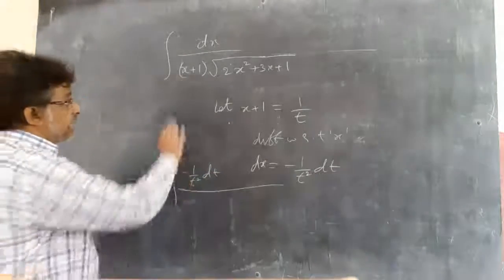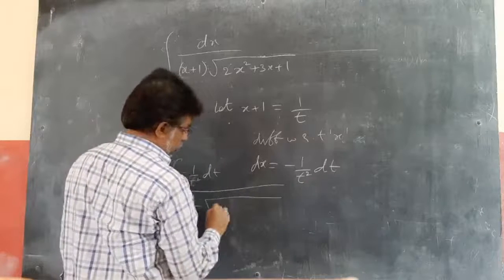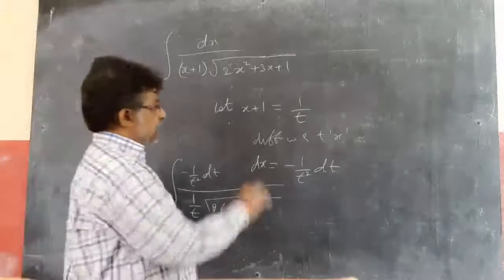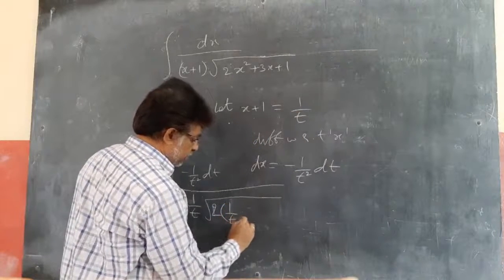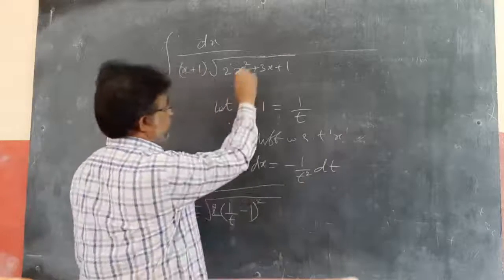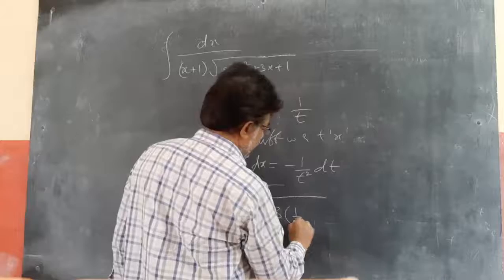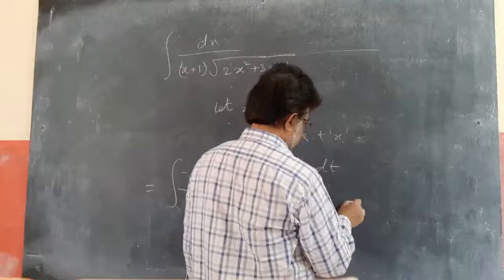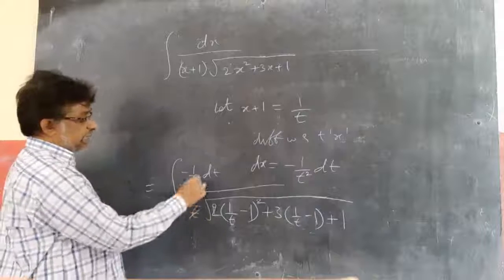By, in place of x plus 1, I can write 1 by t, into root of 2 into x square, where in place of x, I can write 1 by t minus 1, whole square. Plus 3x means 3 into 1 by t minus 1. Plus 1. Now open the brackets and simplify. T and t get cancelled.